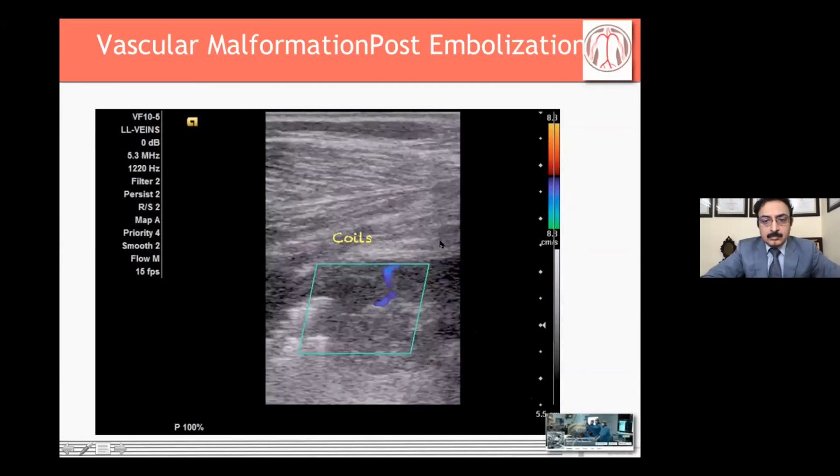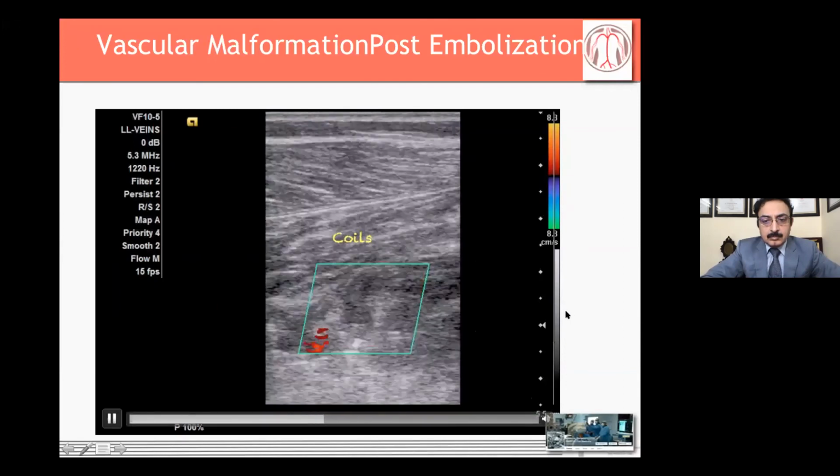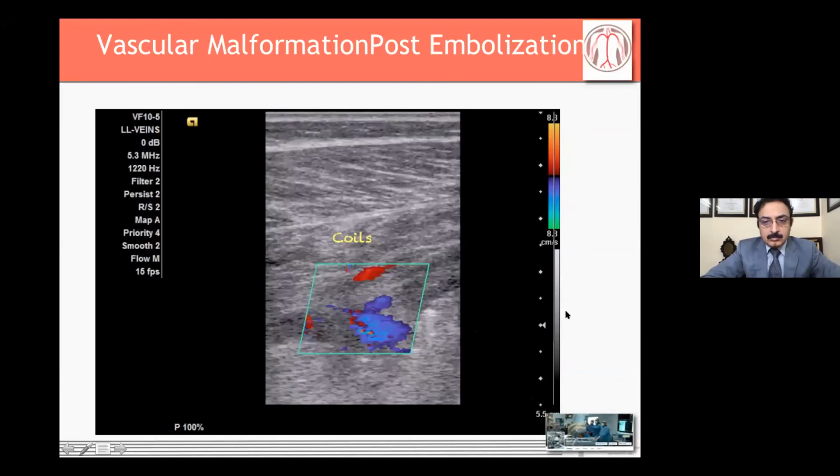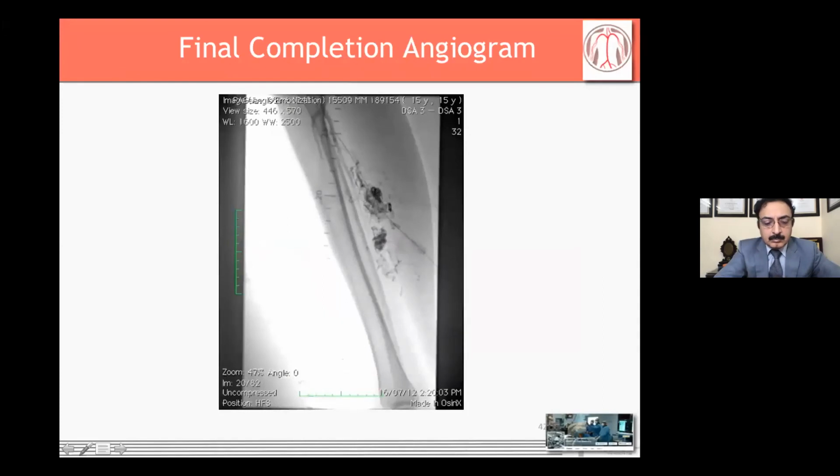This is a post-operative scan where you can see the coil. And this is just an example of that. You can see the arterial flow, and then a venous access was taken and it was embolized.